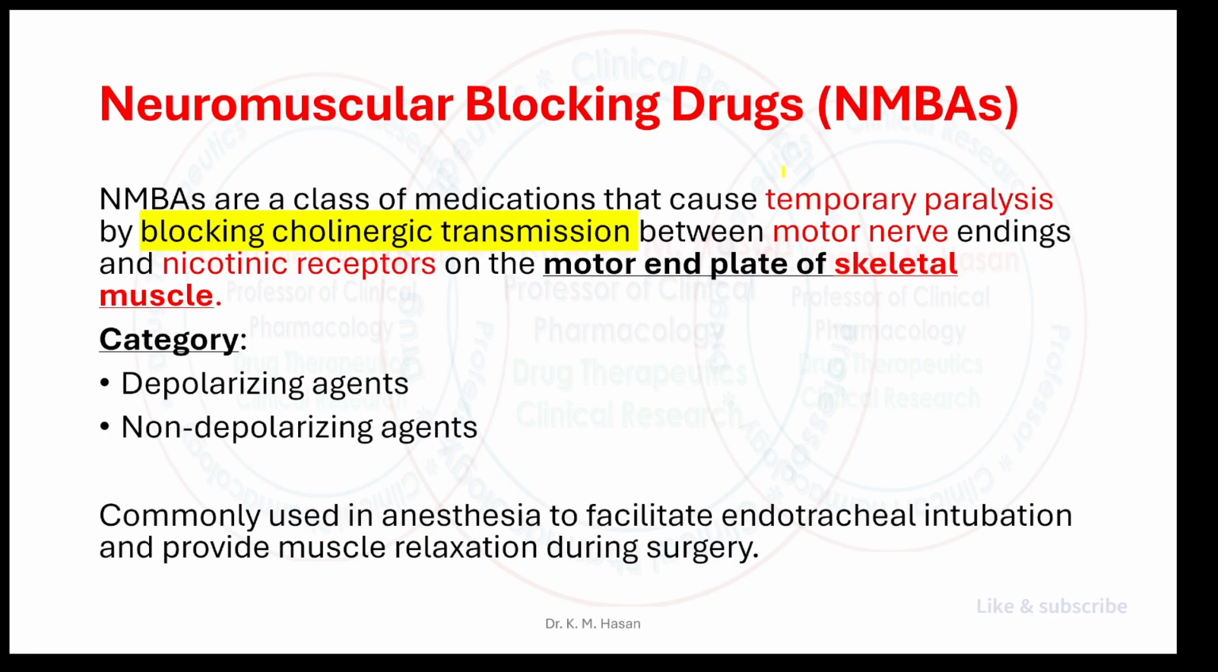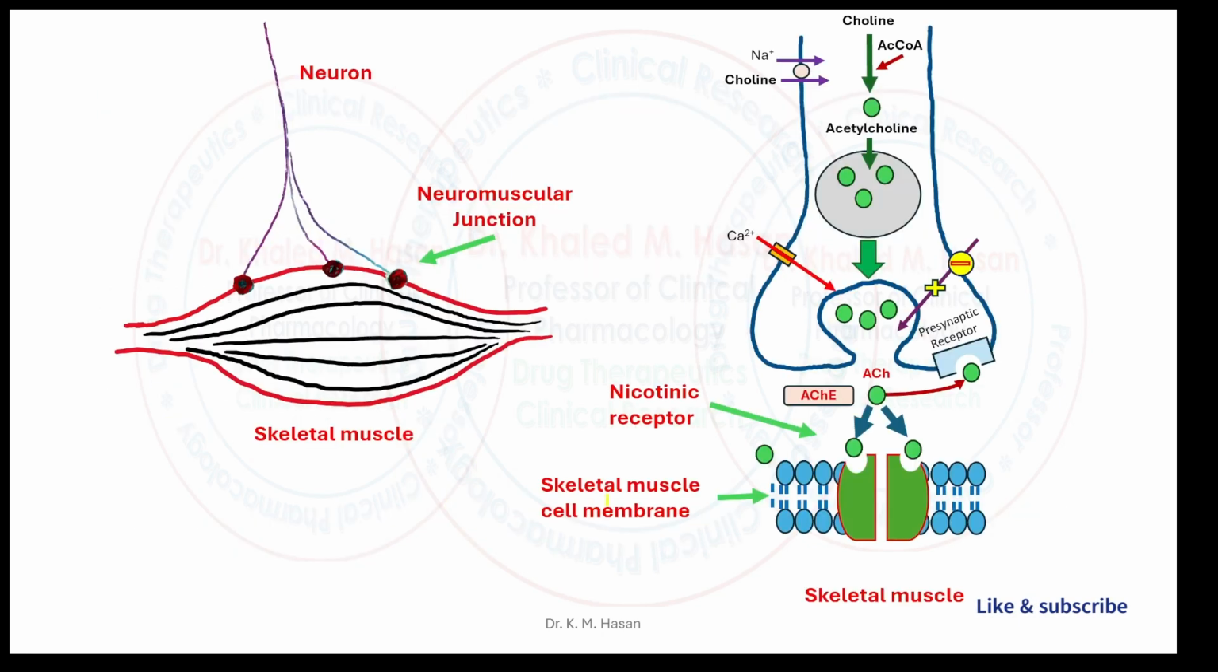We have two main groups of medication. Number one, depolarizing medication. Then we have non-depolarizing medication. So the two groups belong to the neuromuscular junction blockers: depolarizing agents and non-depolarizing agents. Normally, these medications are used to facilitate general anesthesia. They are used for endotracheal intubation. They could be used to provide skeletal muscle relaxation during surgery.